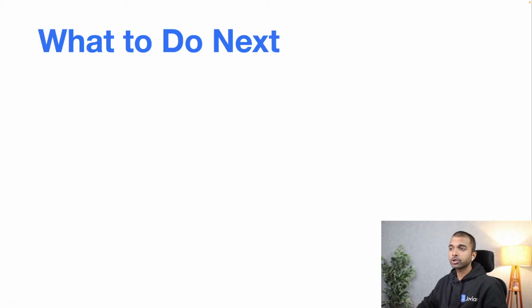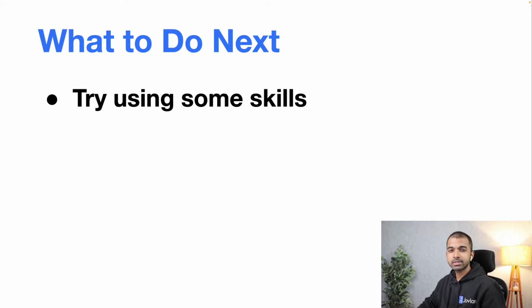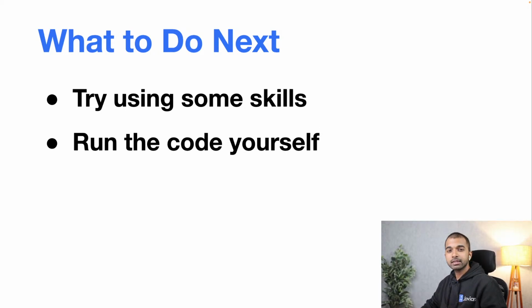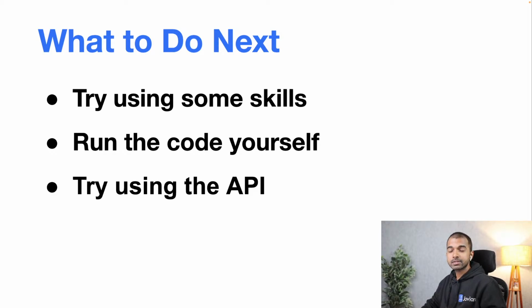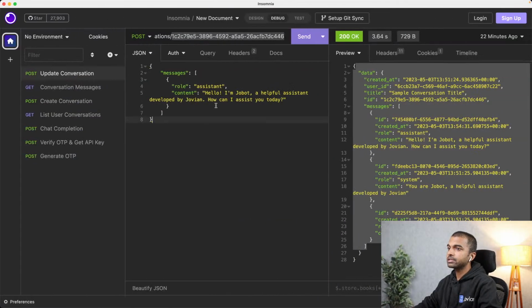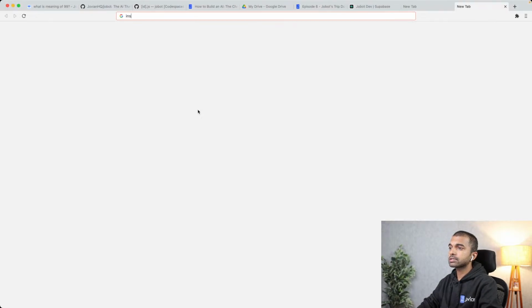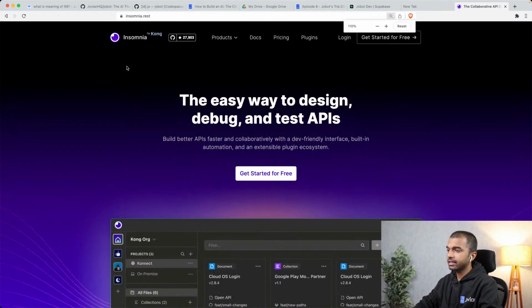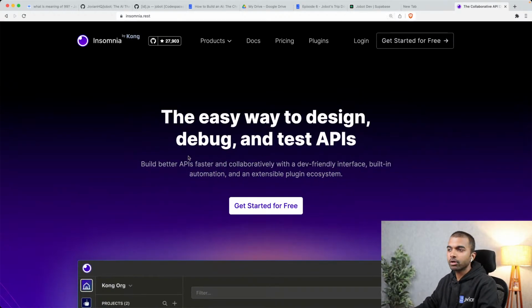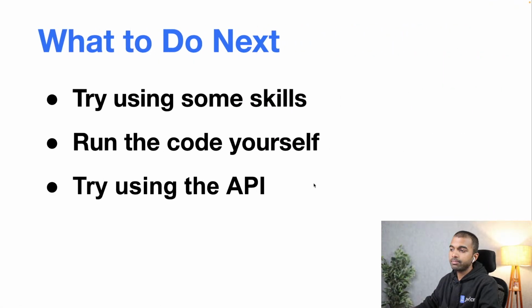Now, in terms of what you should do next, try using some skills in case you haven't tried using skills already. Try creating skills, and try running the code yourself. Try using the API. You can use a REST client like Insomnia, which I'm using, at insomnia.rest. Download that, or you could use something called Postman as well. That would also work. So try using the API.